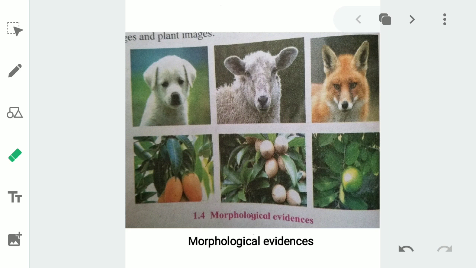So all these morphological similarities among plants and animals indicate to us that the origin of different plants and animals must be the same. Hence, we conclude that they all have common ancestors. These three animals must have common ancestors, and these three different plants, mango, chiku, and this is maybe orange, have common ancestors. So this is the morphological evidences.